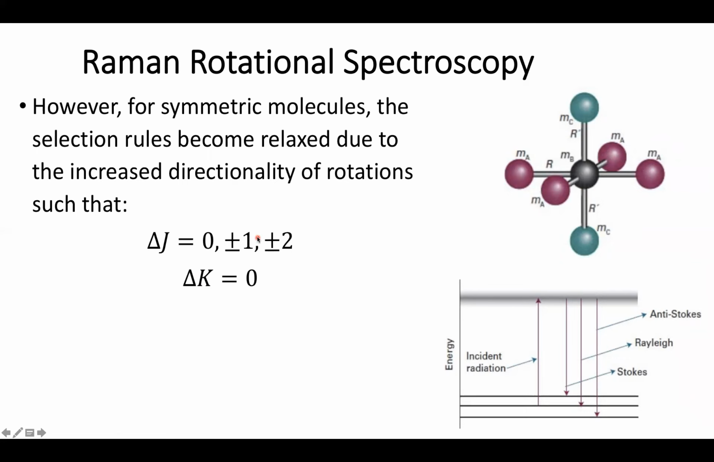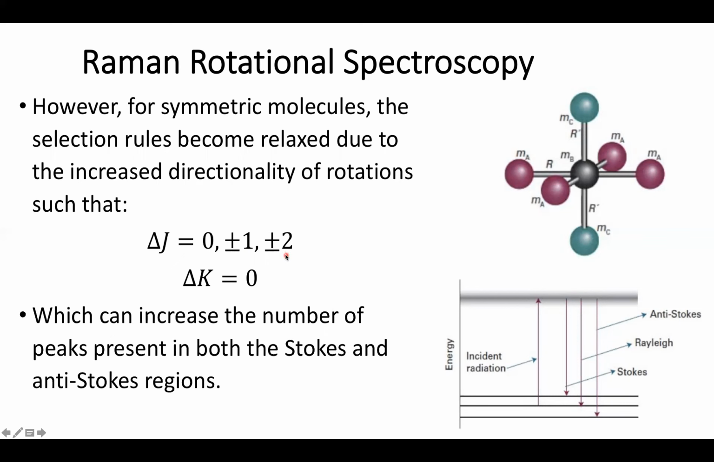However, we do see the emergence of a new set of peaks, as my J value isn't forced to change by 2s, but can also change by 1s. So we can have peaks at 0, +1, -1, and +2, -2. So the biggest consequence of this is it's going to greatly complicate analysis of the Stokes or anti-Stokes regions, as for the Stokes region, we can have +1 and +2 transitions overlapping each other, which does, again, make it so you need to be much more careful for Raman analysis when dealing with symmetric molecules.